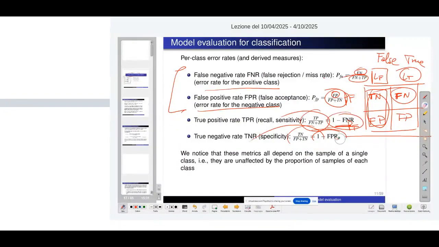Now, we observe that these metrics on themselves are independent of the dataset prior. What do I mean? I mean that the empirical prior corresponds to what? To the ratio of the different classes in my dataset.